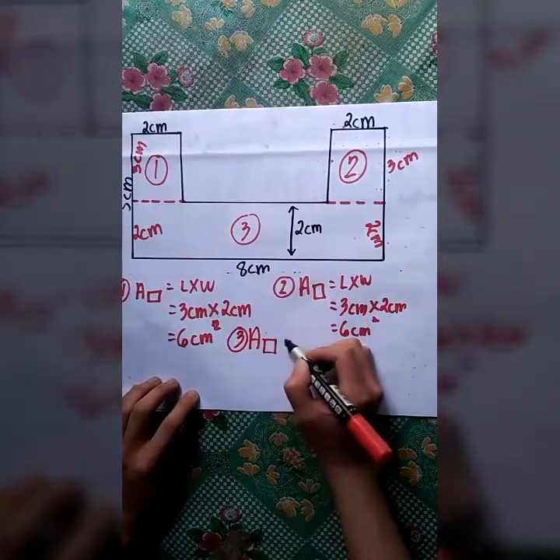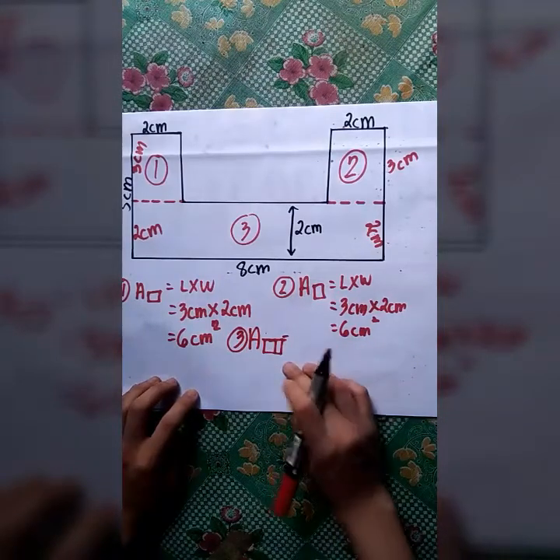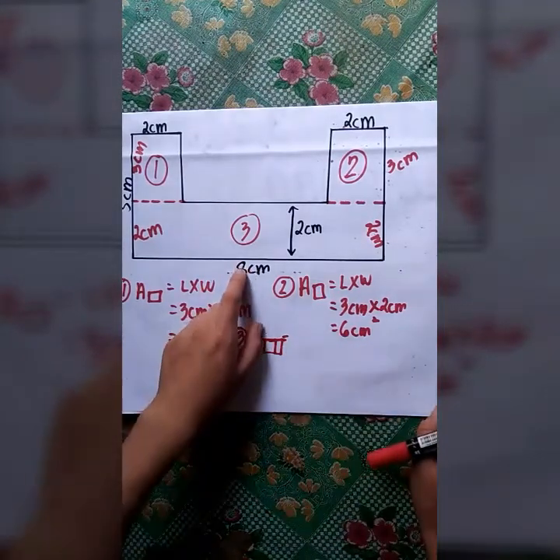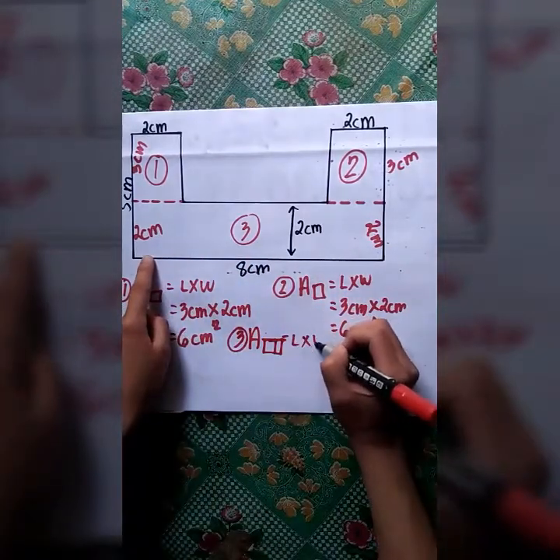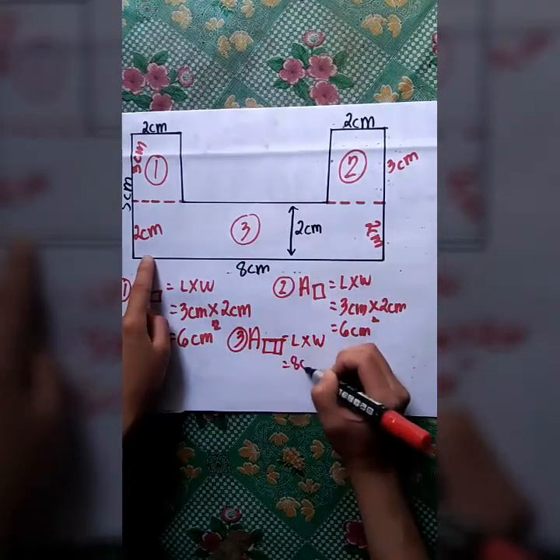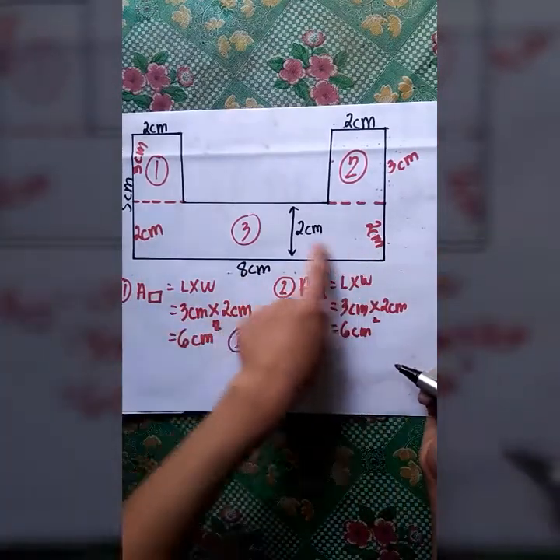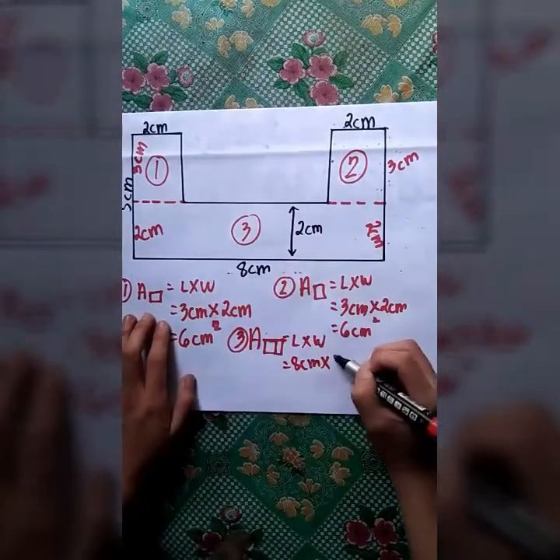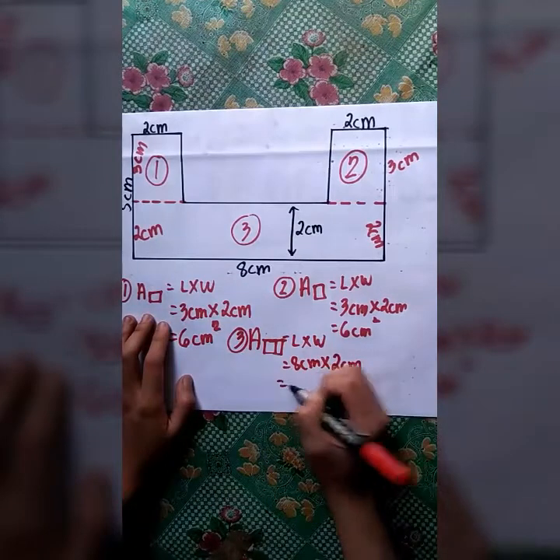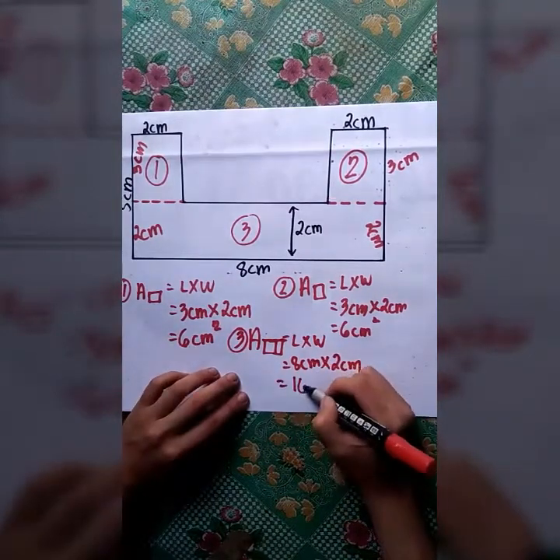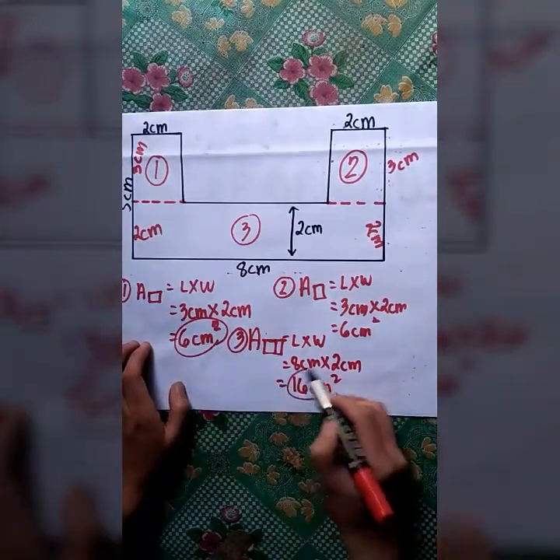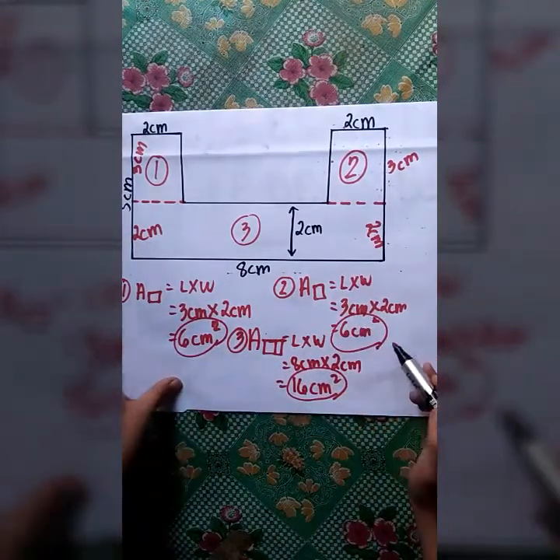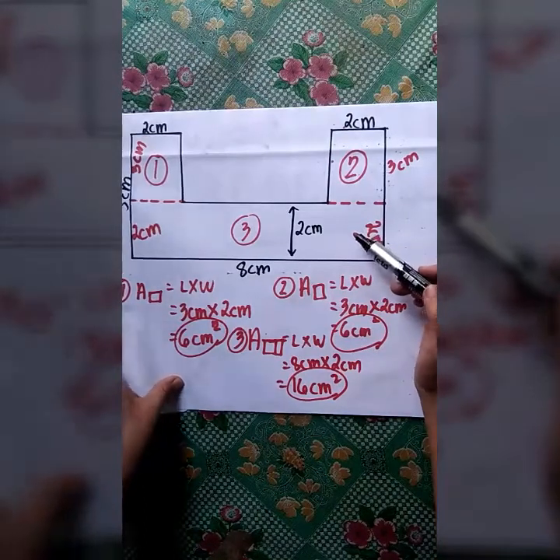It's a long rectangle. It's a long one. Sorry. Okay, so the length is 8 centimeter. Length times width. 8 centimeter. Multiply it to the width, which is 2. So 2 centimeter. 8 times 2, that's 16 centimeter squared. Add all of this. That's the area of this composite figure.